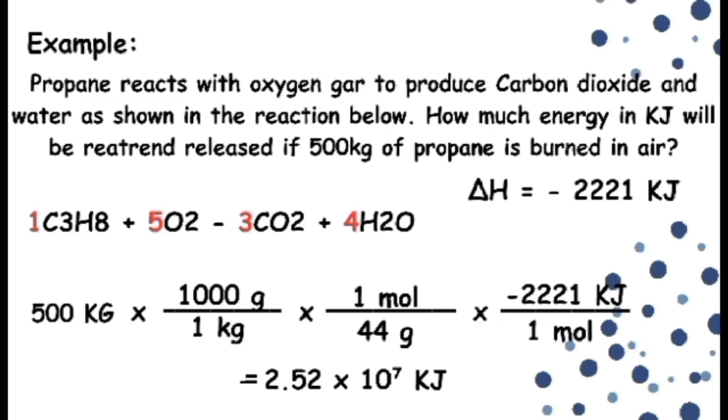First we're going to convert our 500 kilograms to grams, then grams to moles, and moles to our change in enthalpy, which is negative 221 kilojoule. And then multiply or divide. So the energy released when 500 kilograms of propane is burned is approximately 25.2 million kilojoule, or 2.52 times 10 to the power of 7 kilojoule.